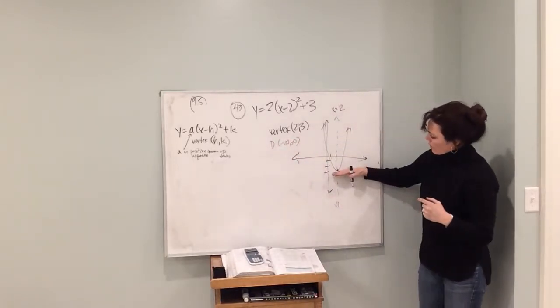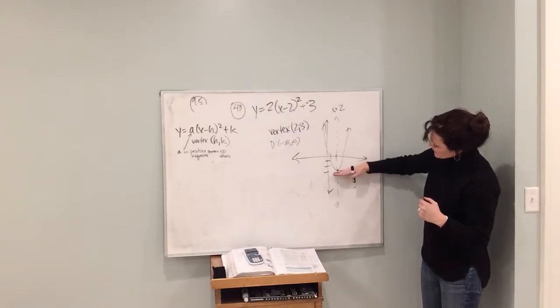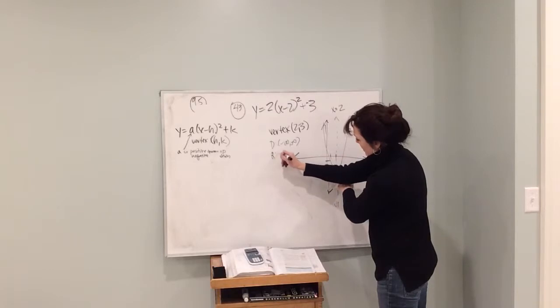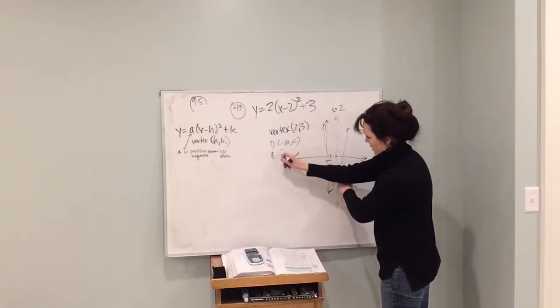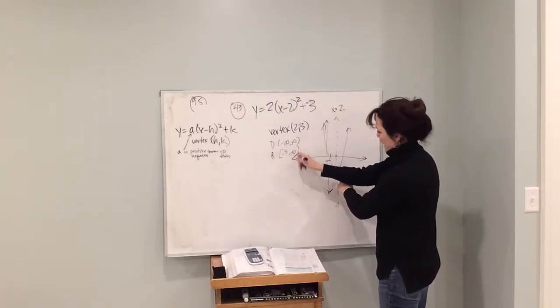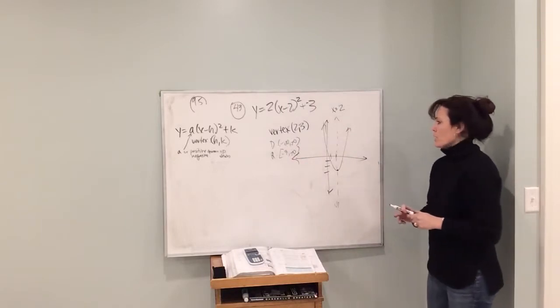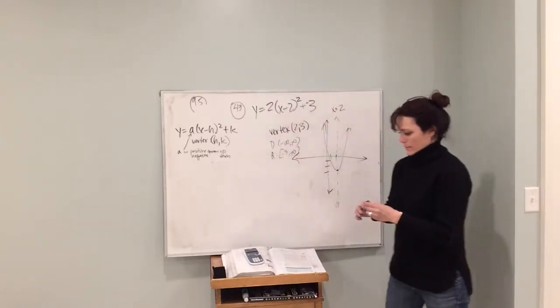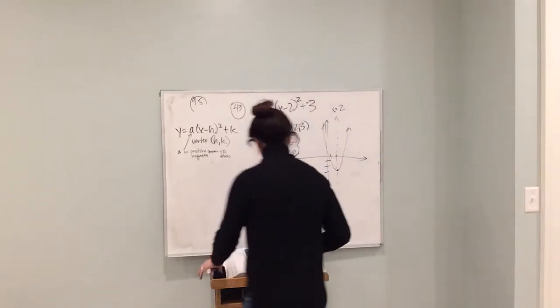My range, however, is whatever y can be, and you can see that it just starts right here. So it's going to start, and we're going to include that y value, which is negative 3, and then it goes up from there. So negative 3 to infinity. That's all of my information, and we get it all just from that little formula right there.